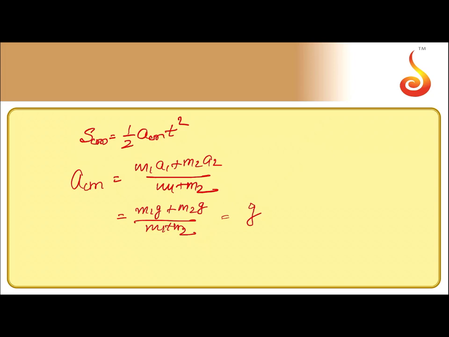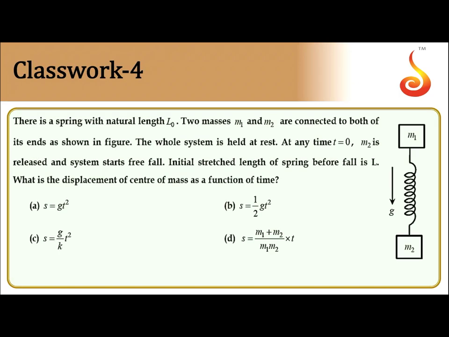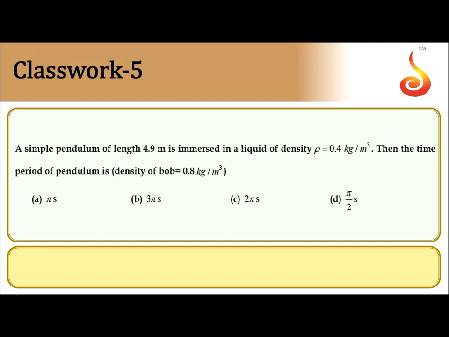So if I substitute this value in the equation that I obtained earlier, what am I getting? Half a_cm into t square, half g t square. So the displacement of center of mass is given by half into g into t square. So B is our correct choice. Displacement of center of mass is half g t square. Example 5.